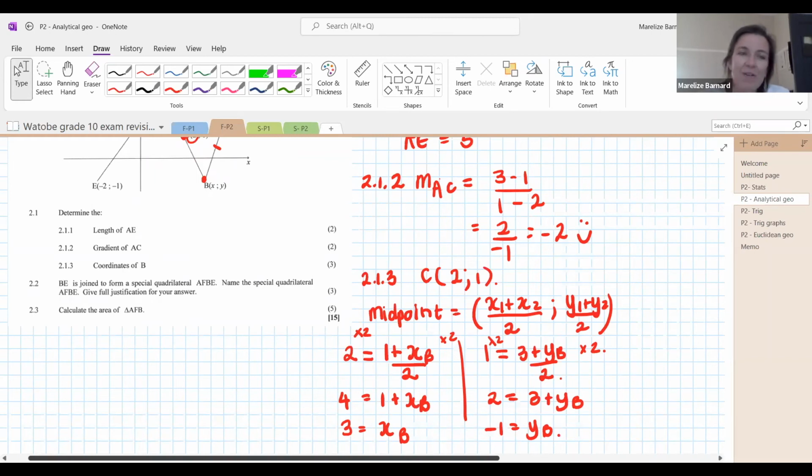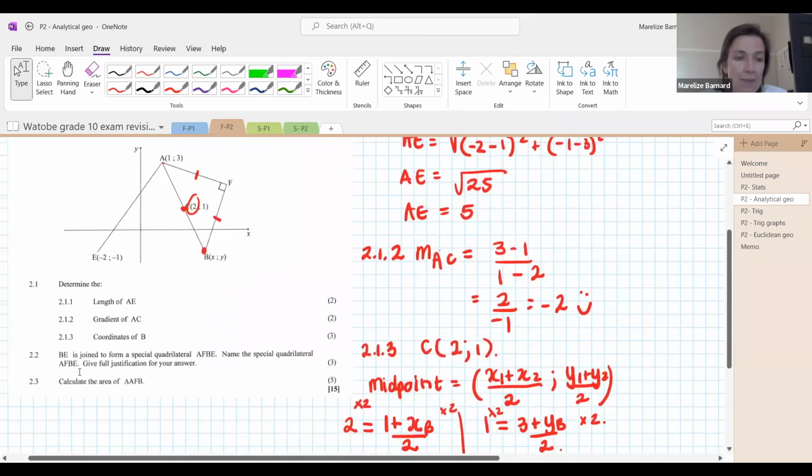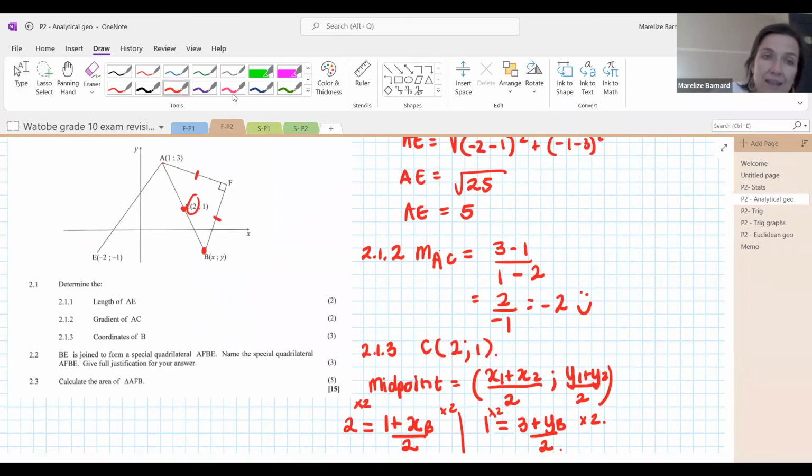Okay, right, let's go on. We do have about 8 minutes left. So let's see what else is there. So BE is joined to form a special quadrilateral. Okay. So we do that. Special quadrilateral. Can anyone see which quadrilateral it is?